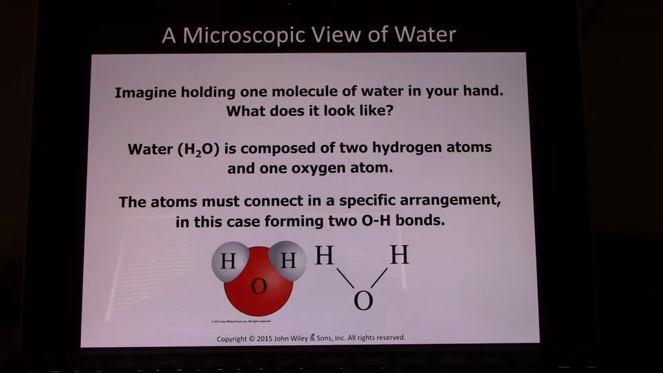All right, and here we have one molecule of water. And we will get back to water in chapter 13.